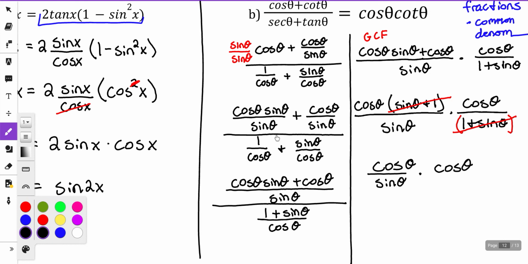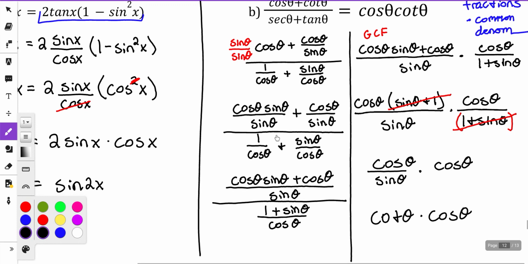If you look at what our goal was, to get to cos times cotangent, I have that. This is cos, this is cotangent. So I can change it. Cotangent times cos theta. My left side now equals my right side.